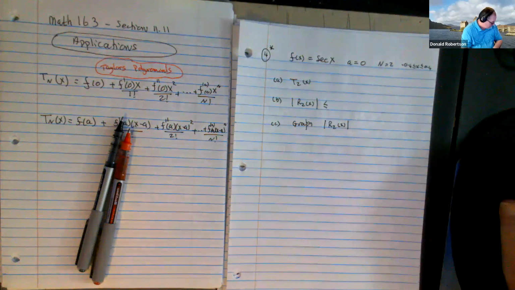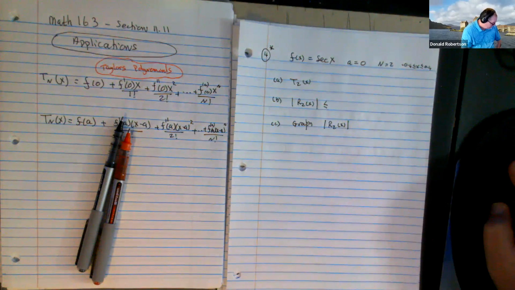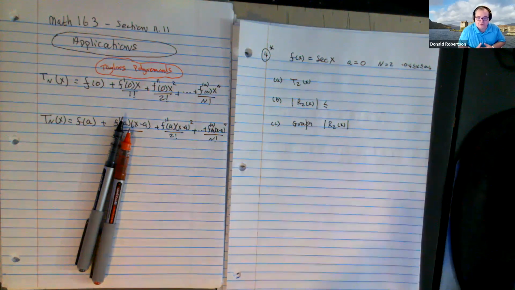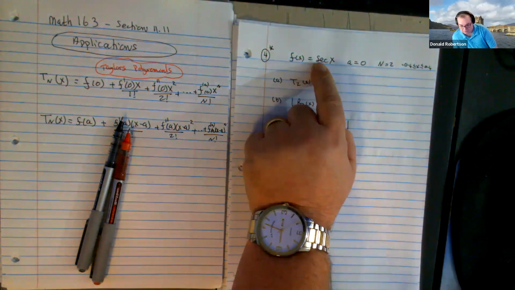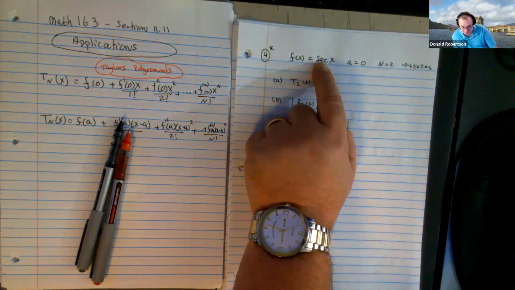To applications. Here we go. So what you're looking at here is essentially a basic type of question that happens in applications. We've got a function, secant x.